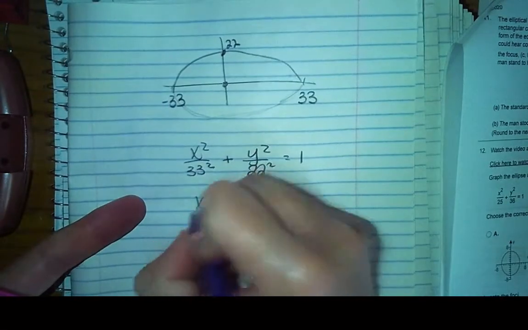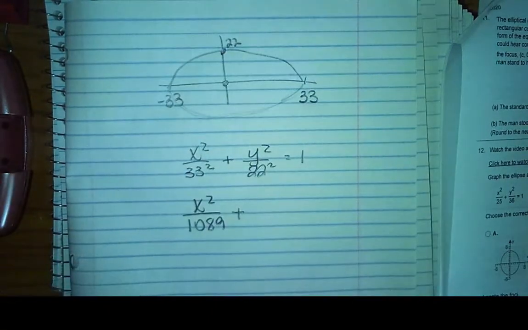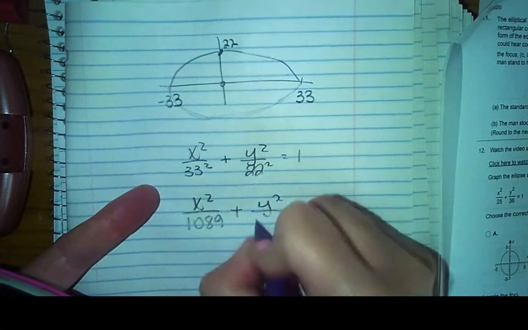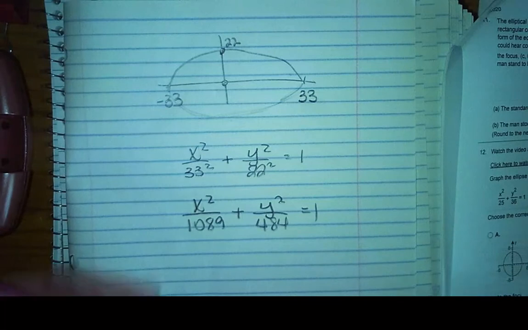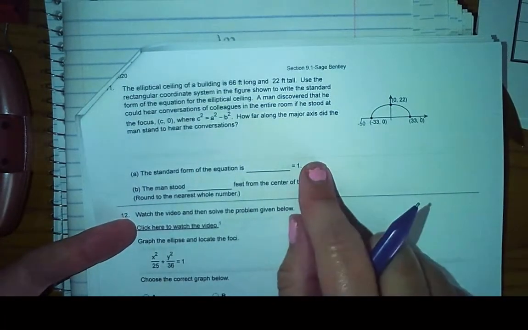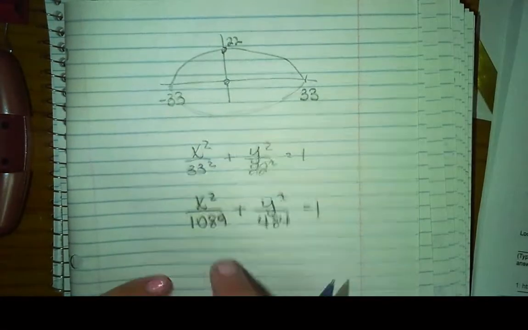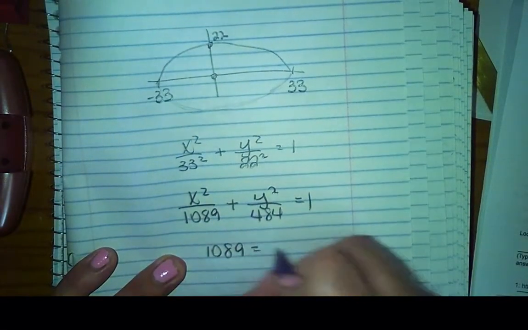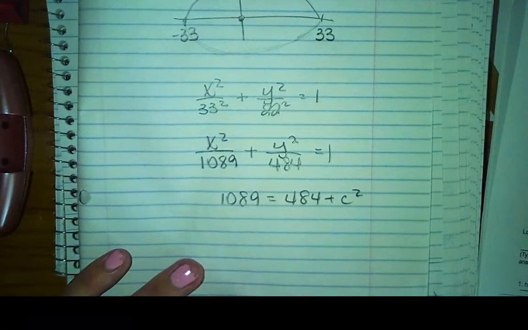So I have x squared over 1089 plus y squared over 484, since 22 squared gives me 484, equals 1. And then it says, if he stands at one of the focus points, where is he standing? So from the center, I need to find out what my focus point is. So I'm going to do 1089 equals 484 plus c squared.